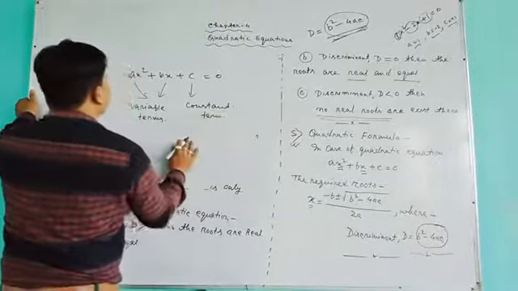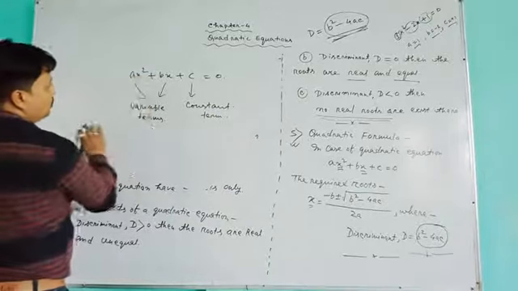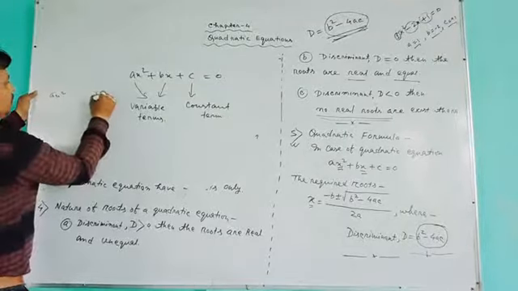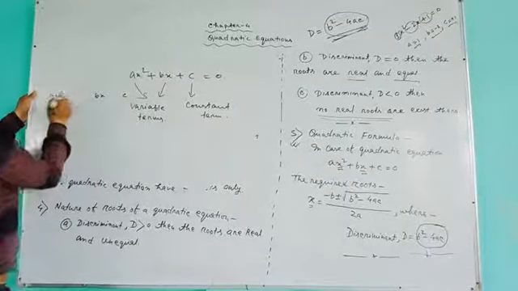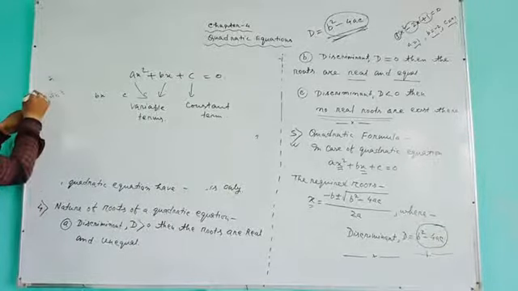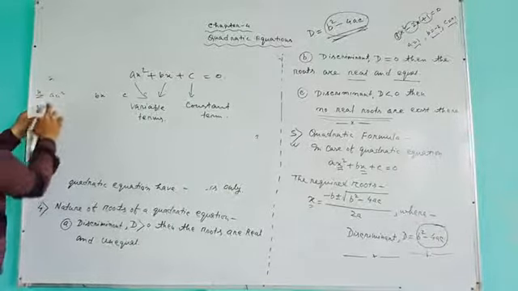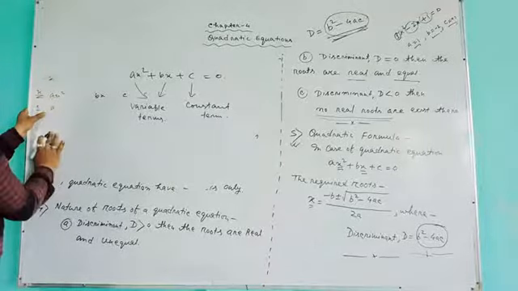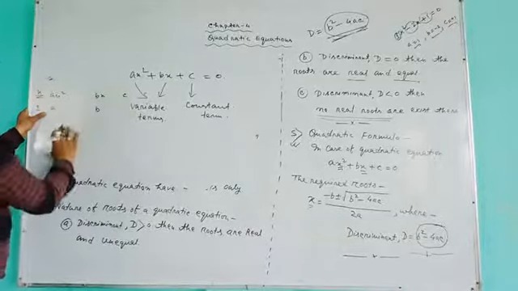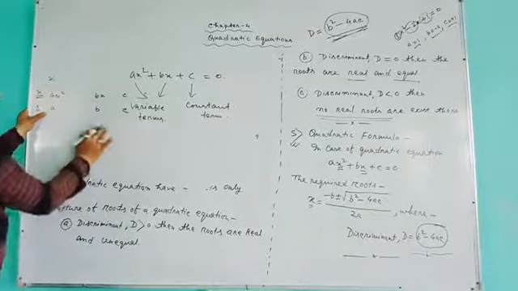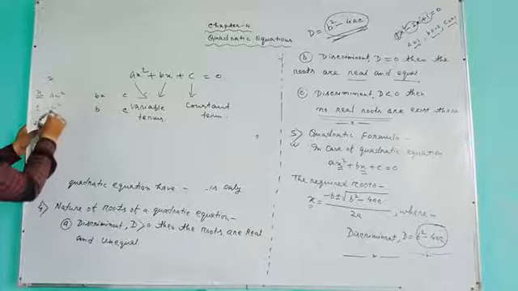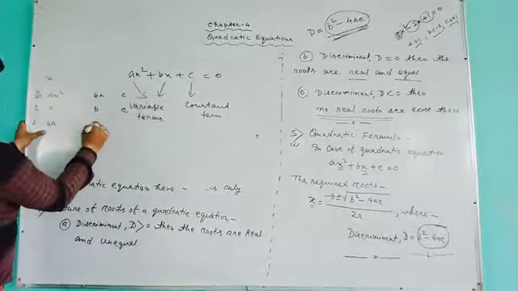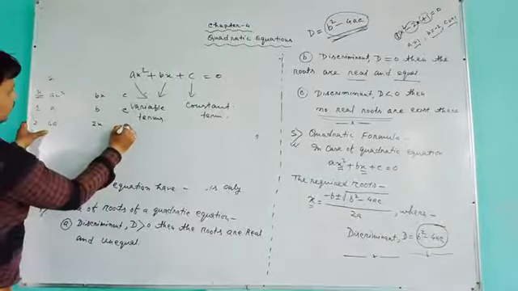Suppose you put x value 1. Three terms are there: ax square, bx and c. If you put x equal to 1, then the term values are a, b and c. If x value is 2, then 2 square equal to 4, that means we get 4a, then 2b, and again it is c.